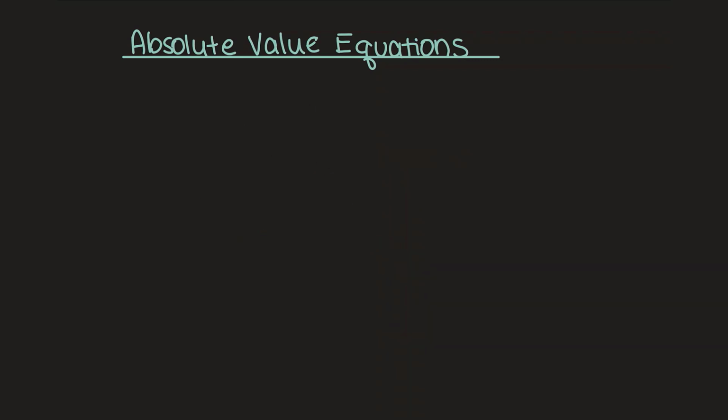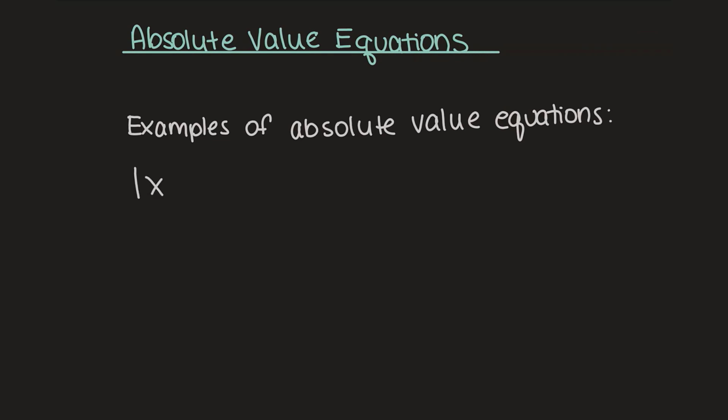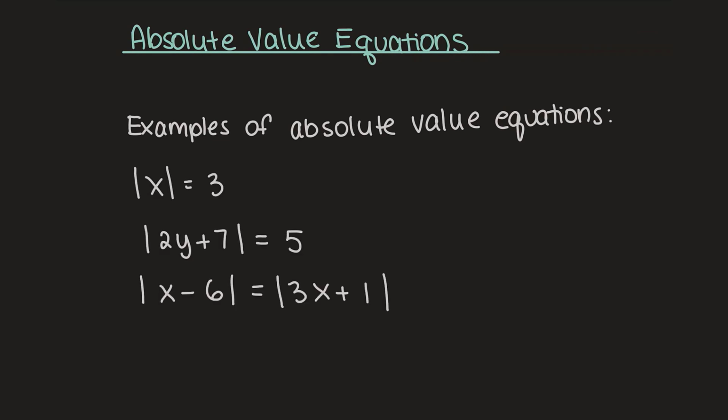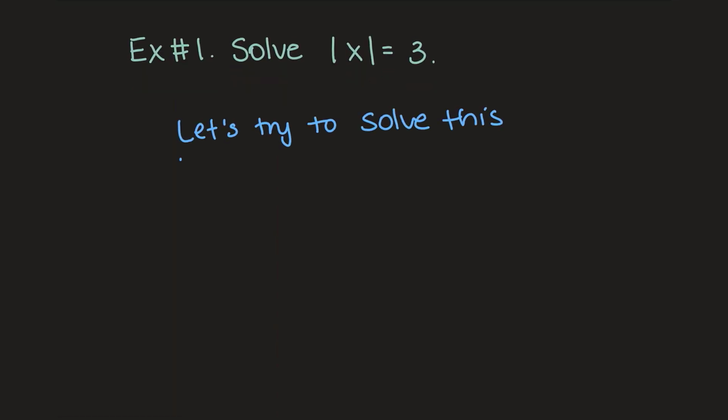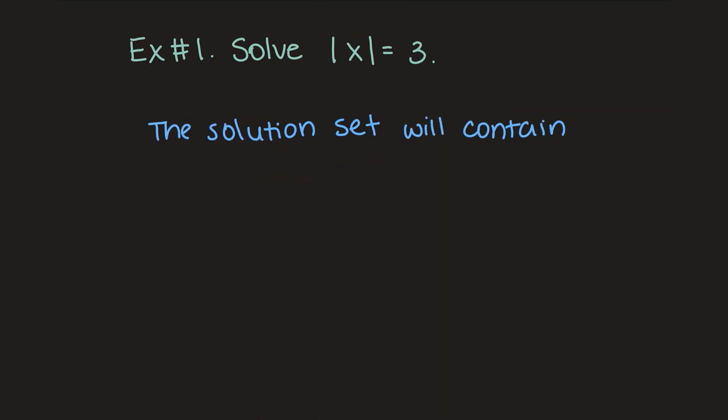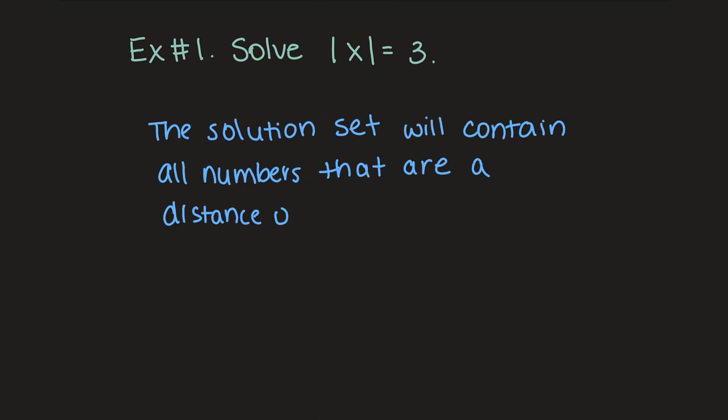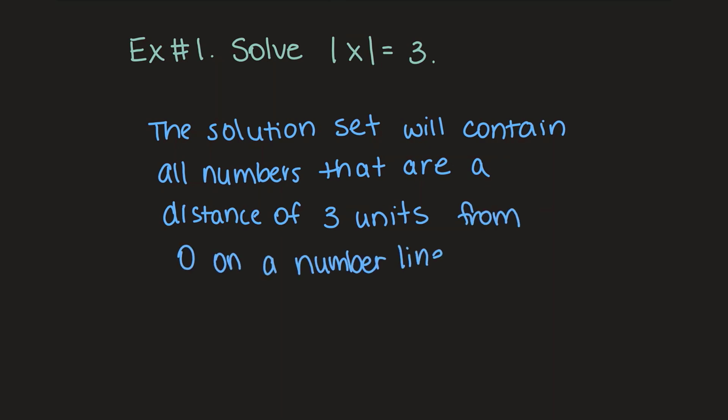Okay, so some examples of absolute value equations include the following. And we'll go over how we can solve equations as such. So for our first example, we want to solve the equation for x. Let's try to solve this by inspection. The solution set will contain all numbers that are a distance of 3 units from 0 on a number line.